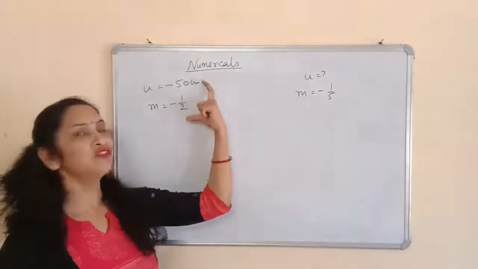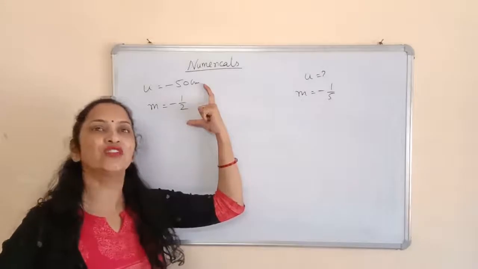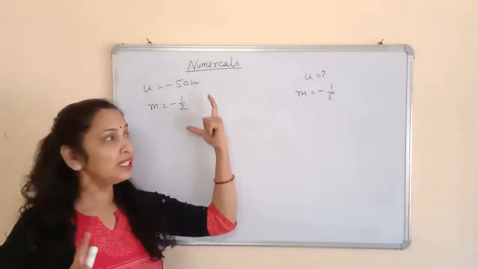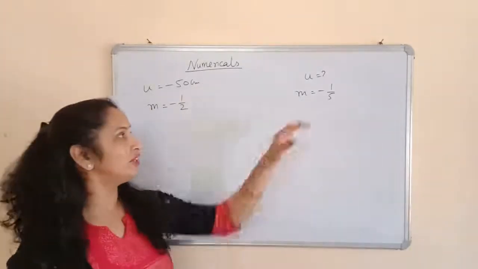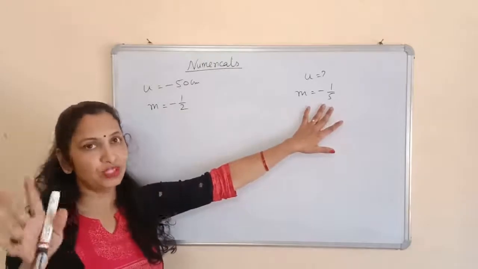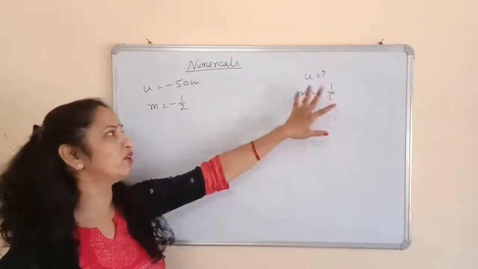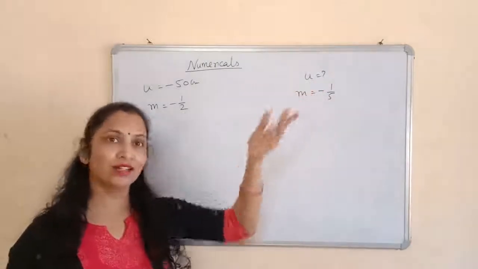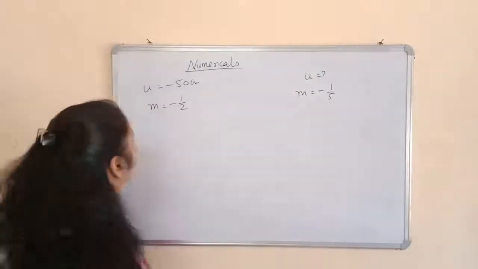So by this information we can find out the focal length of the mirror. And then if we know the focal length and we know the formula for magnification, we know the value of magnification, we can easily find the value of U, like we did in the last question 26.